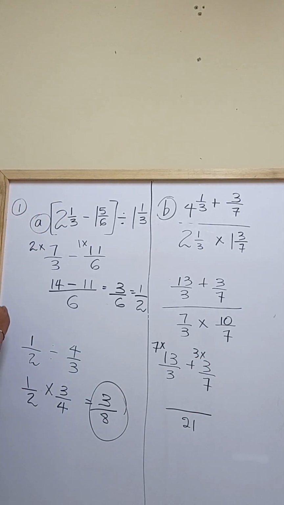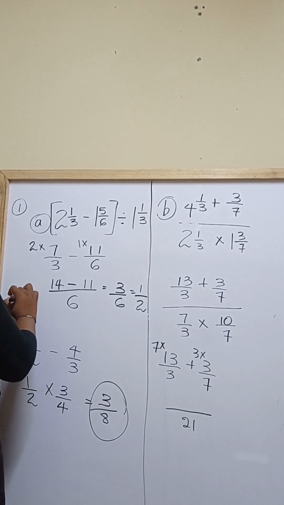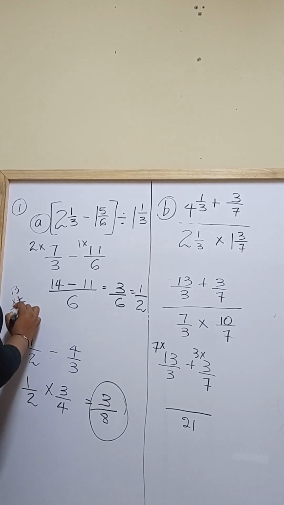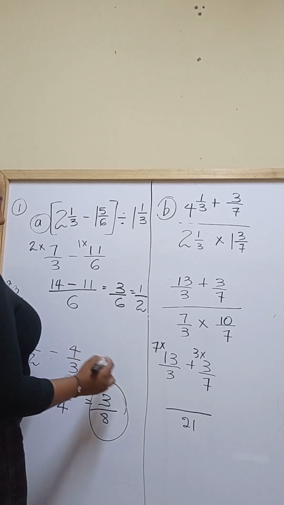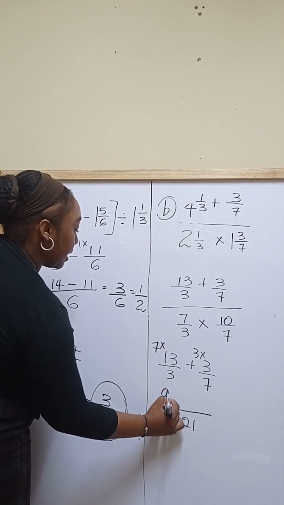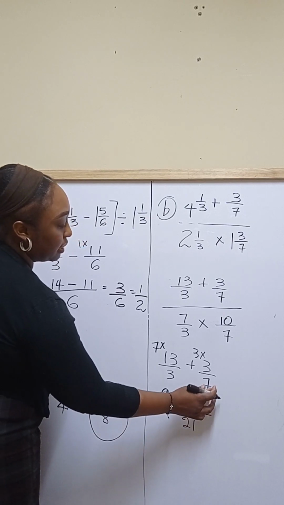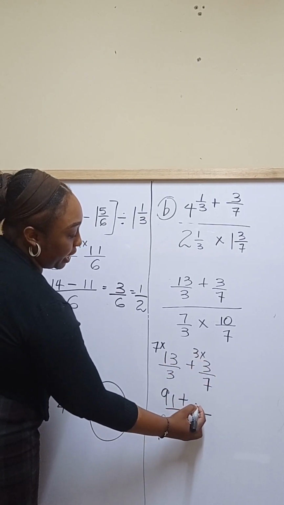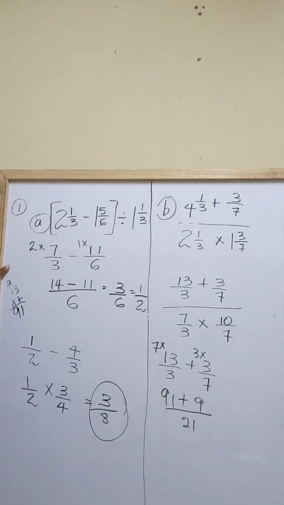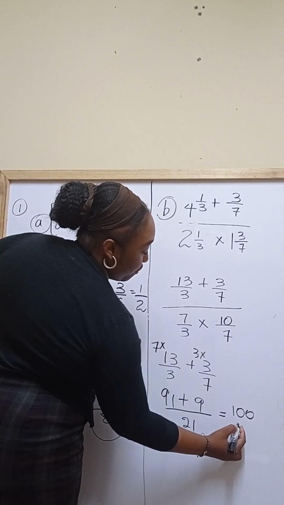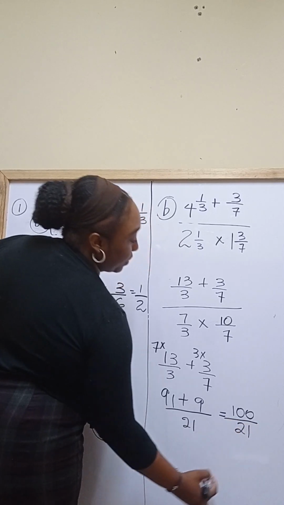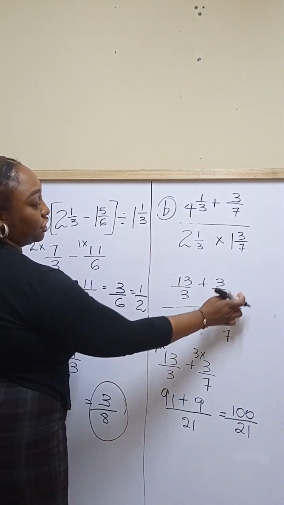Now 13 times 7: 3 times 7 is 21, 7 times 1 is 7, so 7 times 13 is 91, plus 3 times 3, sorry, is 9. Alright, so 91 and 9 will give us 100. So this is 100 over 21. So this answer is just for this section.